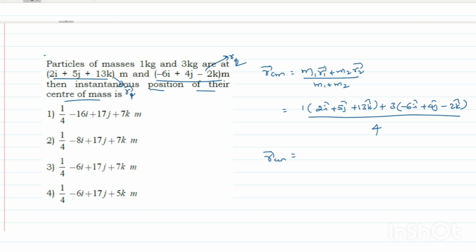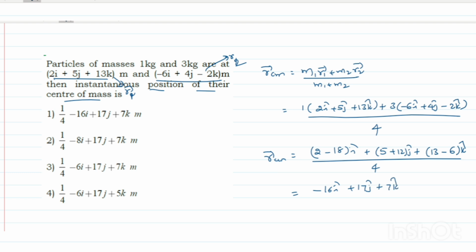When you take i cap common, this is 2 minus 3 sixes are 18 into i cap, plus for j cap, 5 plus 12 into j cap, plus for k cap, 13 minus 6 into k cap, all by 4. So 2 minus 18 is minus 16 i cap plus 17 j cap plus 7 k cap by 4. So minus 16 i cap plus 17 j cap plus 7 k cap by 4. So this is the correct answer. Let us see the next question.